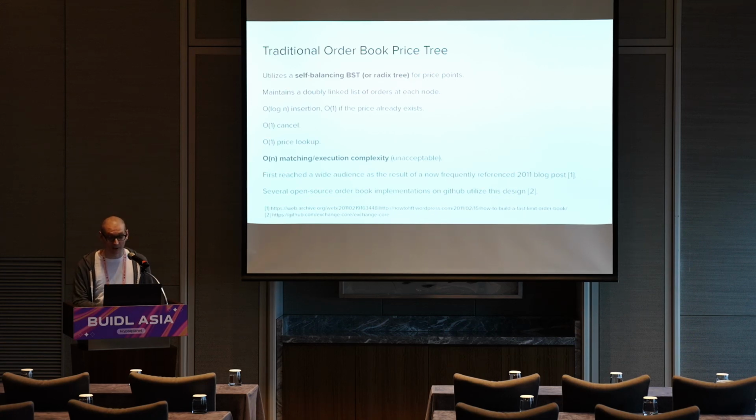But the problem here, like I mentioned, is linear matching complexity. So when an order matches, let's say it matches a million other orders or a million other prices, you have to iterate through every single order one by one to fulfill them. So this is completely unacceptable for a blockchain. And that's basically the reason everybody writes order books like this, as far as I can tell: there was one blog post that says this is how you should do it.